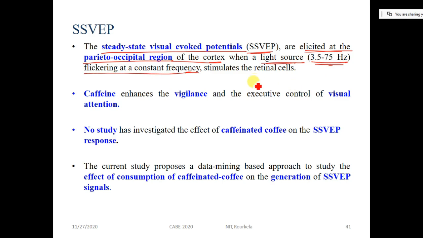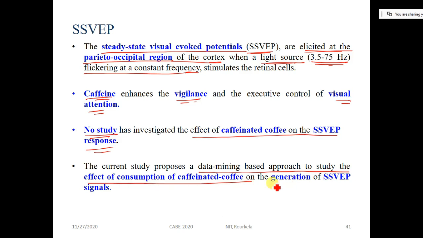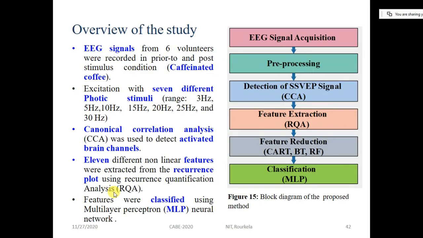So why is this important? Caffeine has been found to enhance the vigilance and executive control of visual attention. Till date, no study has investigated the effect of caffeinated coffee on the SSVEP response. The current study proposes a data mining based approach to study the effect of consumption of caffeinated coffee on the generation of SSVEP signals.